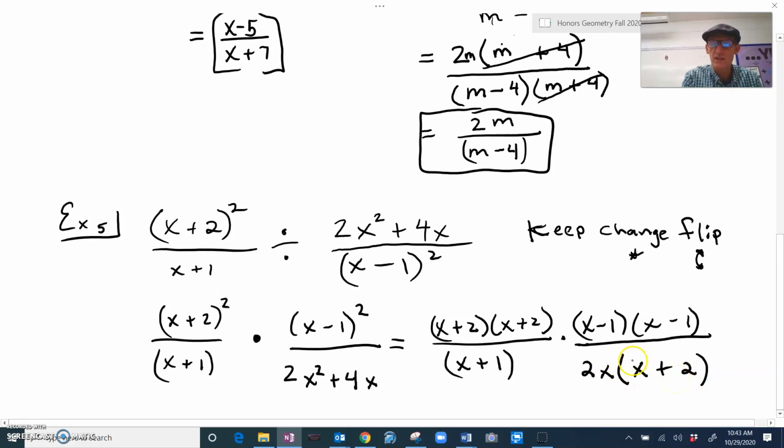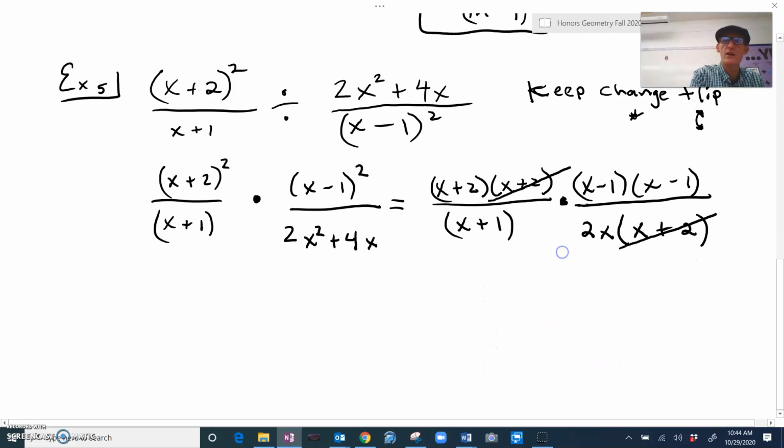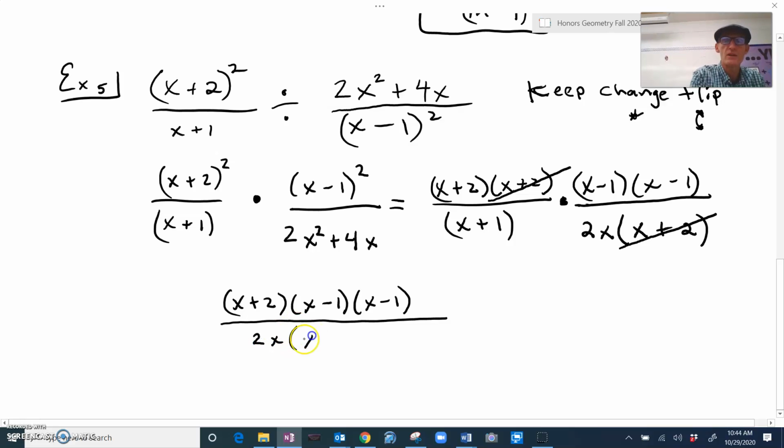Now, the only thing that I can really do with this is cancel the x plus 2's and the x plus 2's. This x plus 2 and this x plus 2. This problem's a little different because when you multiply, you can cancel common factors in different parts of the product here. All right, so now in the numerator we have x plus 2 times x minus 1 times x minus 1 divided by 2x times x plus 1.